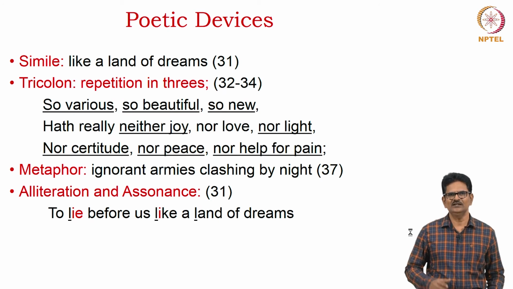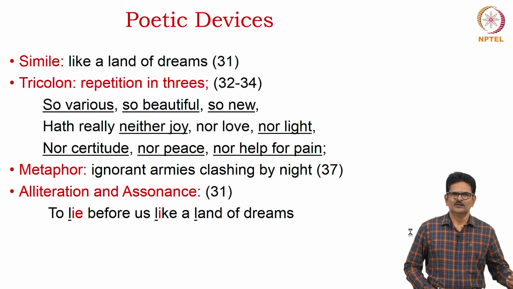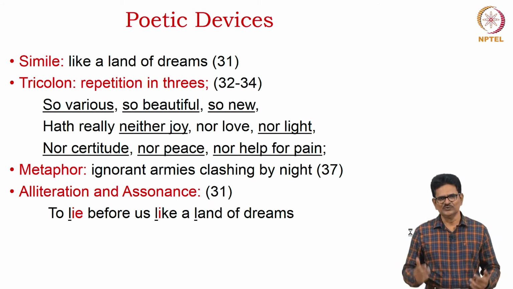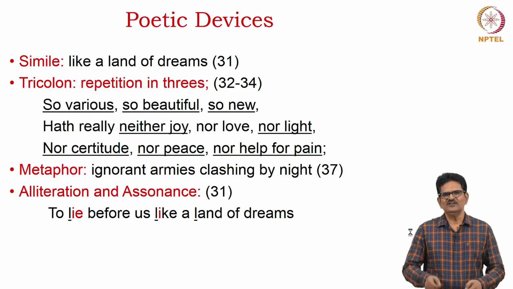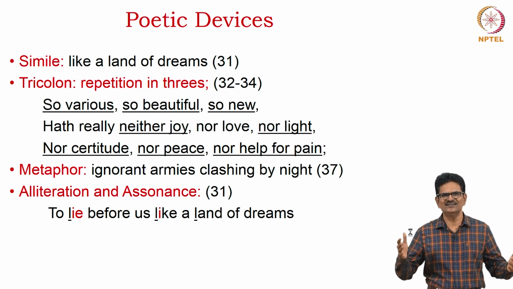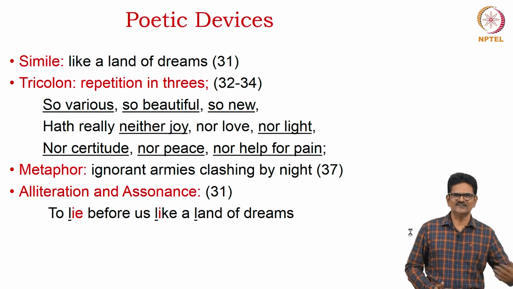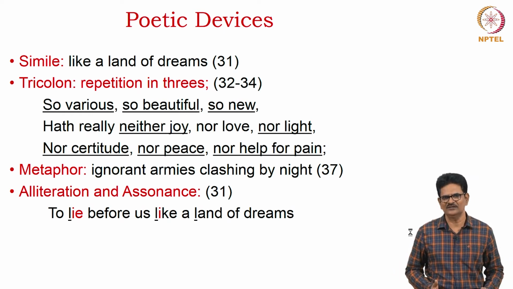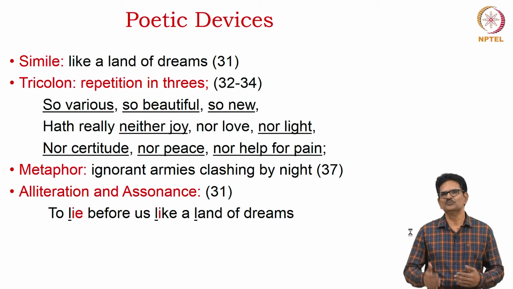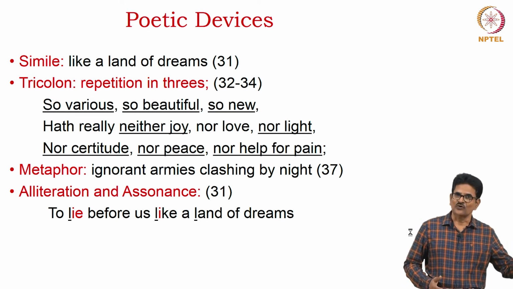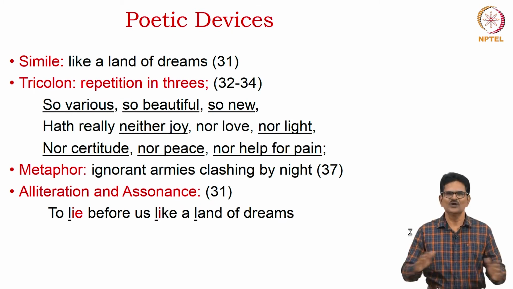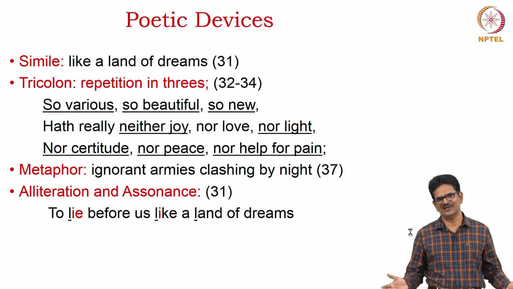We also have more poetic devices. Here we have the simile like a land of dreams. Then we have a rhetorical figure called tricolon, which is used for the purpose of giving more emphasis. So various, so beautiful, so new, hath really neither joy, nor love, nor light, nor certitude, nor peace, nor help for pain. In threes, we have three lines. So there is more emphasis on this, so various, so beautiful, so new. Similarly, we also have the emphasis on nor certitude, nor peace, nor help.